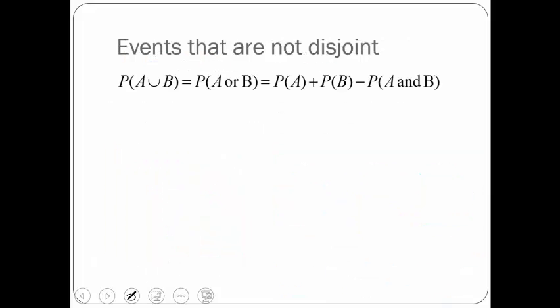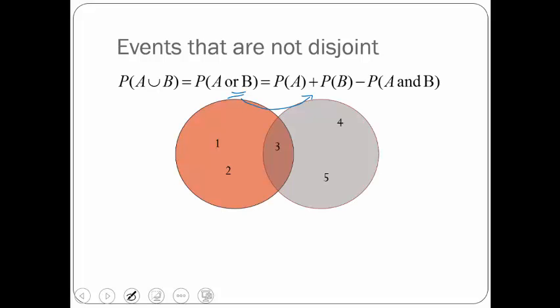So if they're not disjoint, we still have the word "or," and "or" still means add, right? However, you have to subtract the overlap. So what it looks like, set A is 1, 2, and 3. Set B is 3, 4, and 5. So there they are. 3 has the overlap.